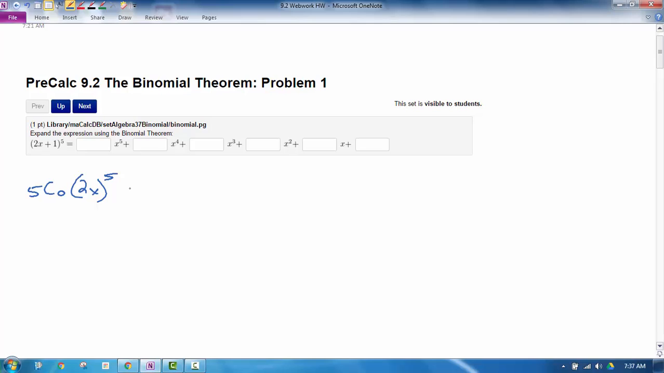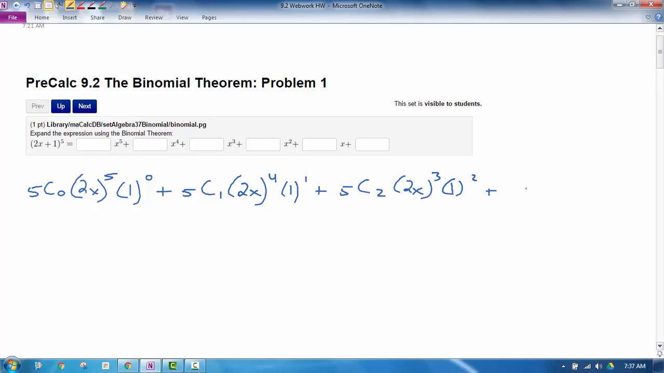Take the second term, which is just a 1, and raise that to the 0th power. Now we follow this pattern where we increase this number, decrease this number, and increase this number until we get to the end. So this would be 5c1, 2x to the fourth, 1 to the first, and we're just going to keep following that pattern. Then 5c2, 2x to the third, 1 to the second power, and we keep going.